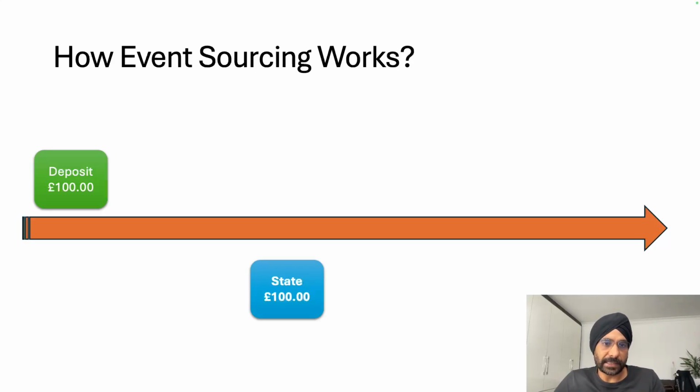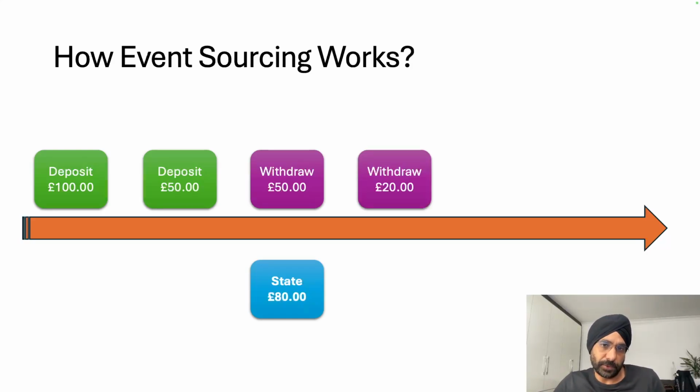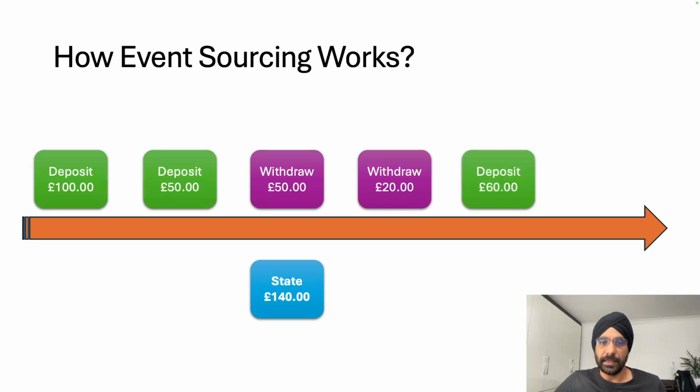So what's happening here is, let's say somebody deposited £100 to my bank account. My current balance or state is £100. When I deposit another £50, my current state becomes 150. Now let's say I decided to withdraw £50. Now my balance has become 100. Let's say I decided to withdraw another 20 pounds. My state has now become 80. One more transaction came, a deposit of £60. Now my balance is 140.